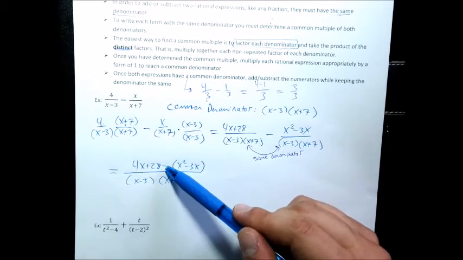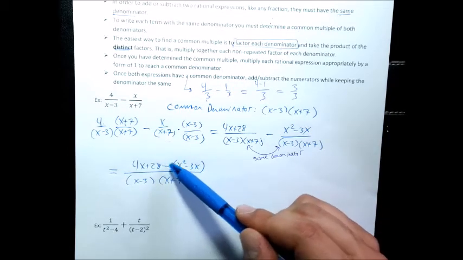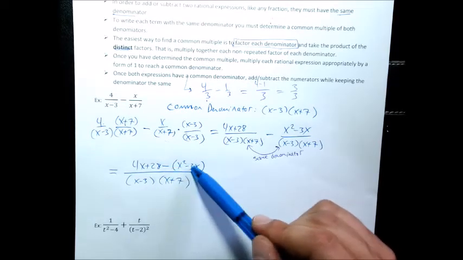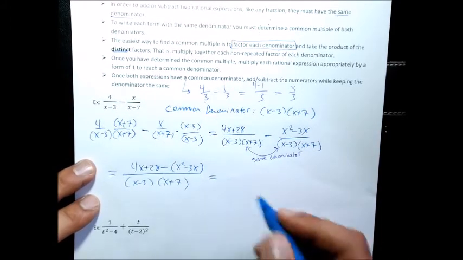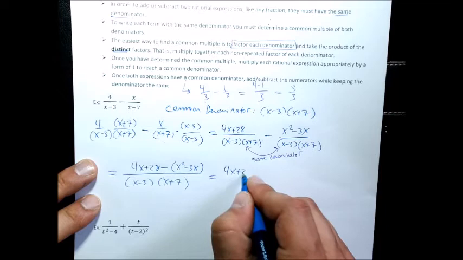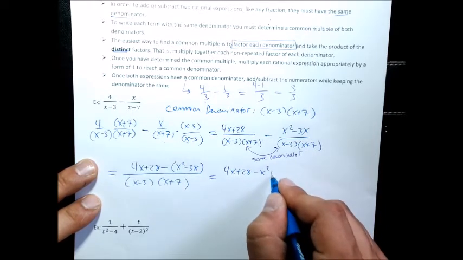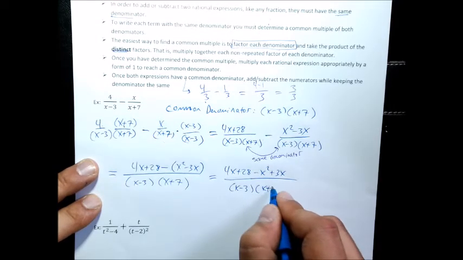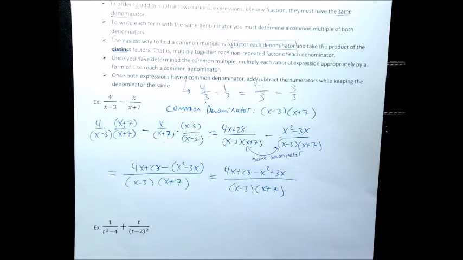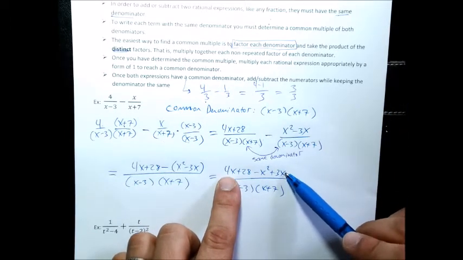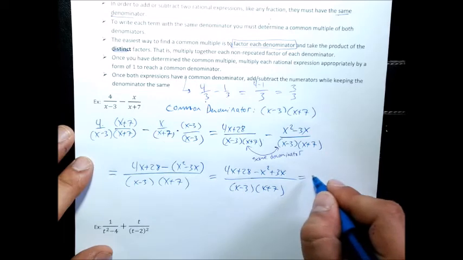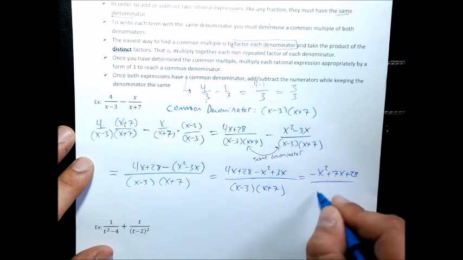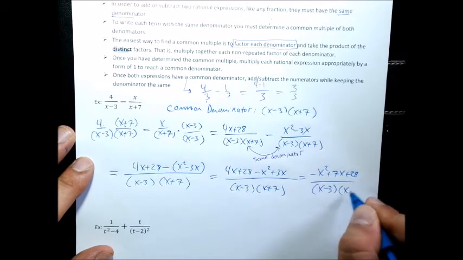We can take this minus sign and send it through this parenthesis, and we'll switch both the signs. It'll become a minus x squared plus 3x. Right? And so we'll get 4x plus 28 minus x squared plus 3x. And then we can finish it off by just simplifying things, right? Because we can do the 4x plus 3x to get 7x. And then we're done. So we got a minus x squared, we got plus 7x plus 28, all over our common denominator x minus 3, x plus 7.